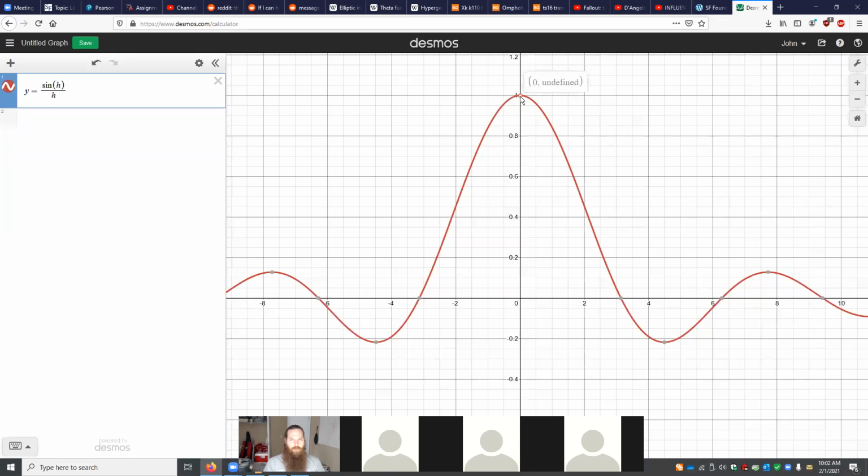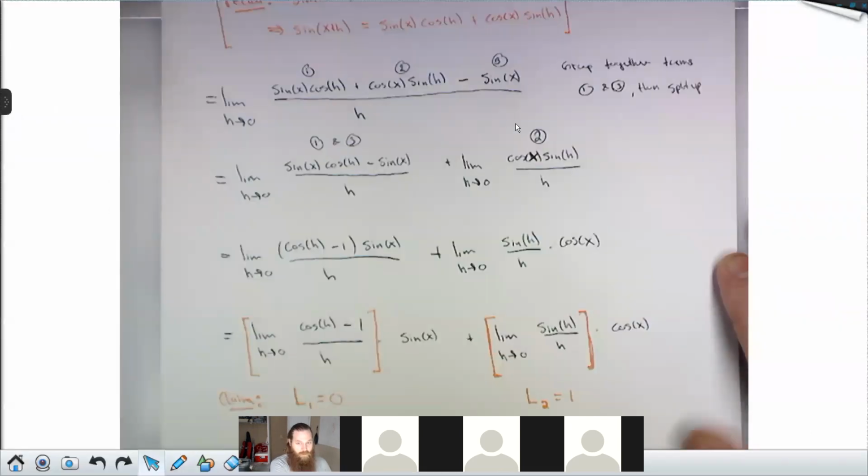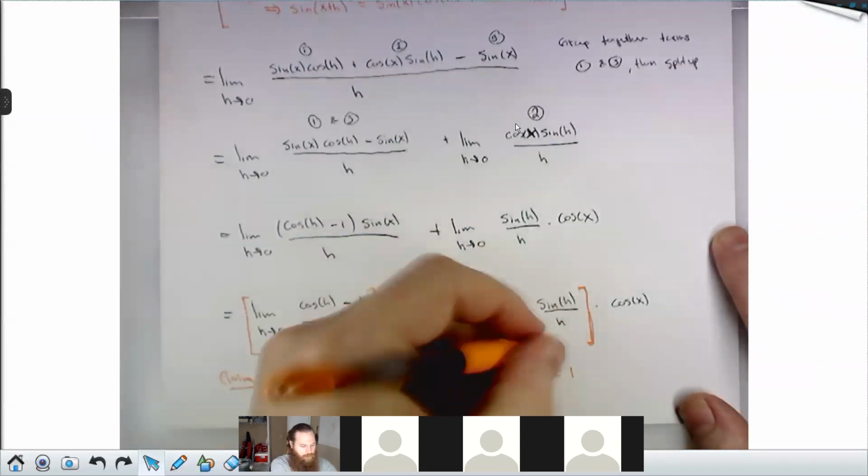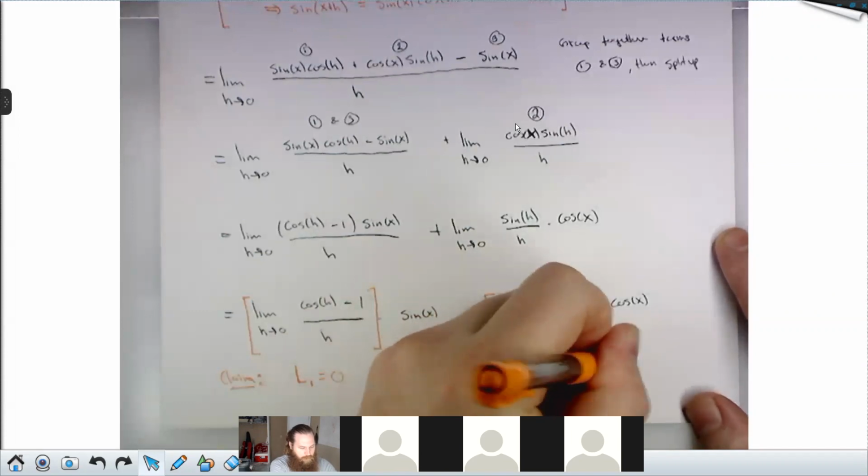Look at this graph. Imagine you're walking from the left or from the right towards this hole. What's your y value getting closer and closer to? Clearly, it's getting closer and closer to 1, right? No question at all here. From the graph, the limit has to be 1. So this limit really is 1. And you can think of it as coming from the graph.